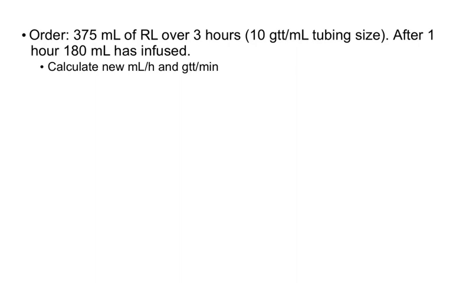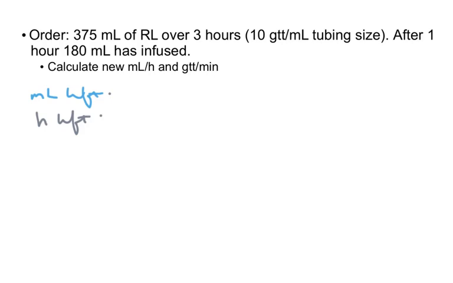Okay, so I think this is the last one I have. It says what's ordered is 375 milliliters of RL over 3 hours. You have 10 GTT per milliliter tubing size, so that's your drop factor. After 1 hour, 180 milliliters has infused, and this time it wants the milliliters an hour and GTT a minute. So we'll start with milliliters left, hours left. We'll start there.